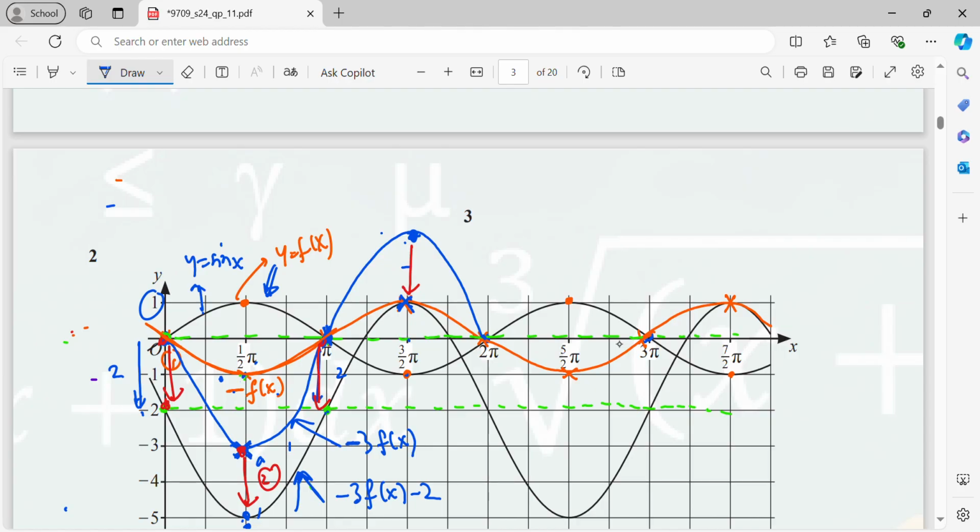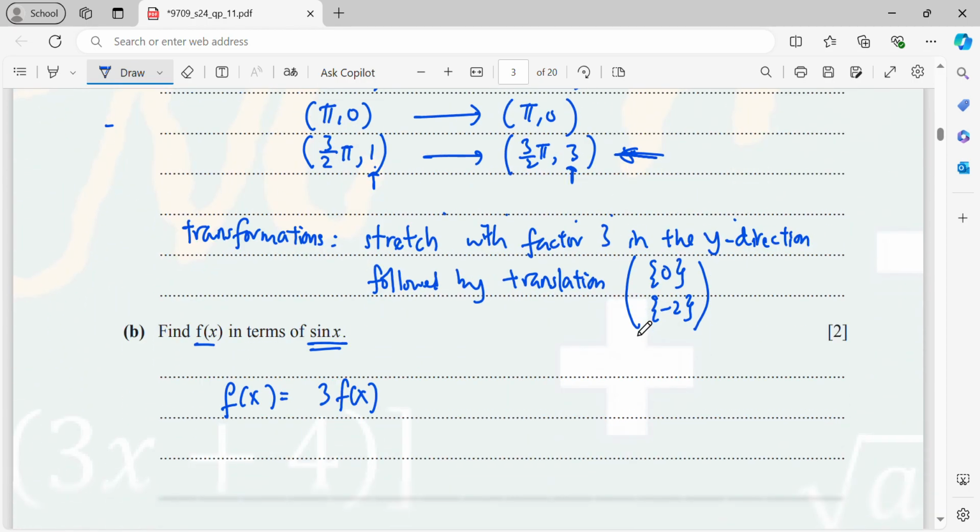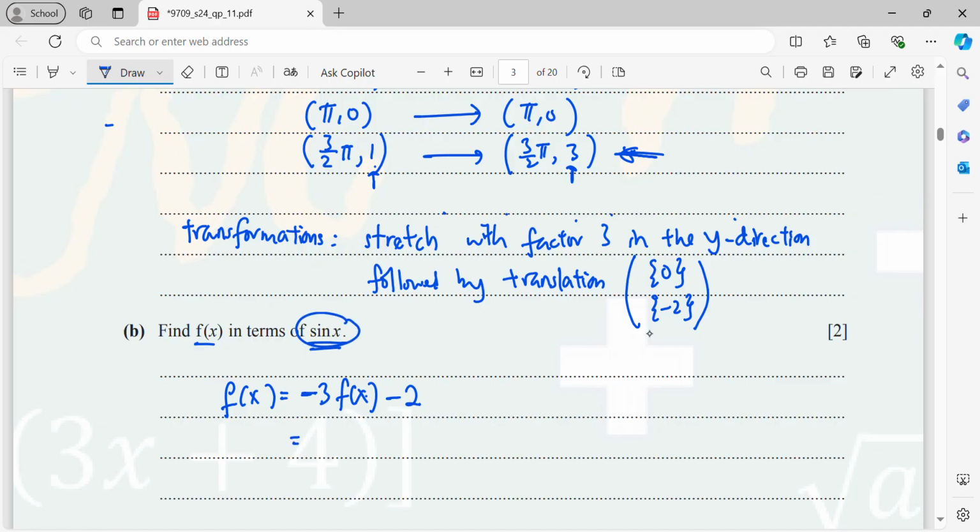So I should have the minus in the beginning because that is the very first transformation given in the question. Therefore it should be minus first, then 3 f(x), followed by minus 2. Because you need it in terms of sin x, your function is actually sin x. Therefore, you are getting minus 3 sin x minus 2. This is how we get it.